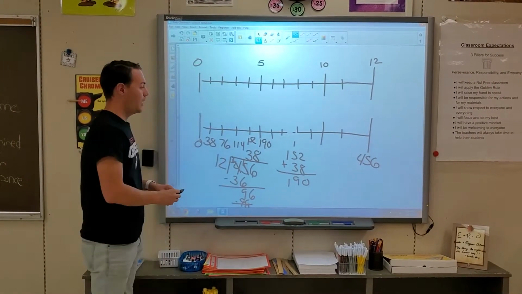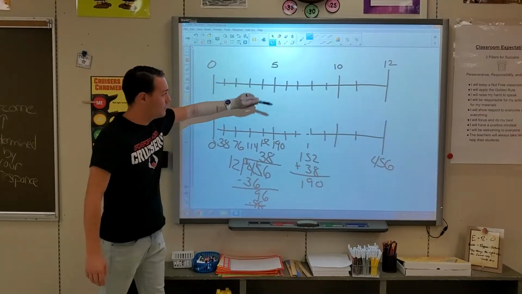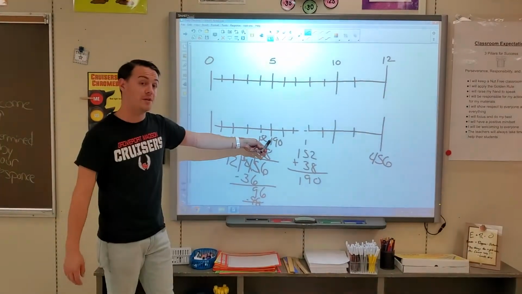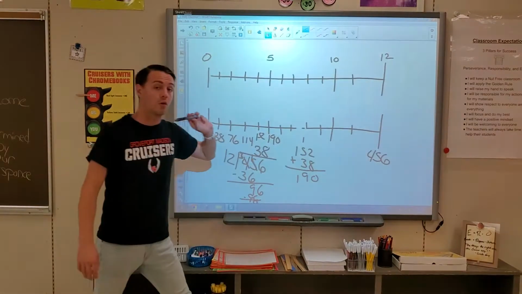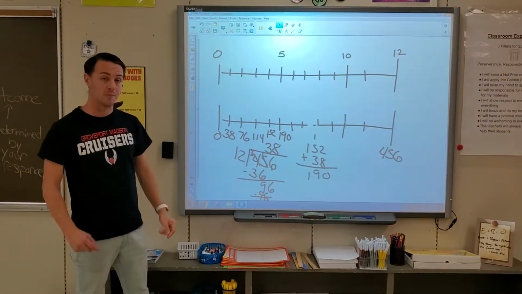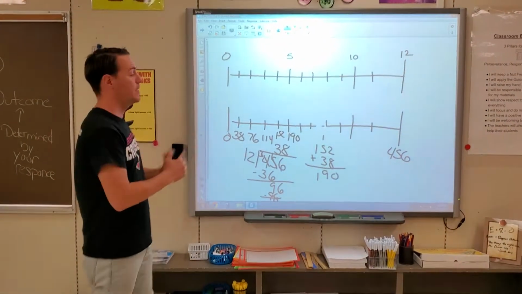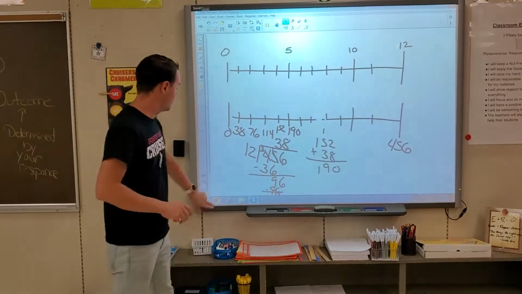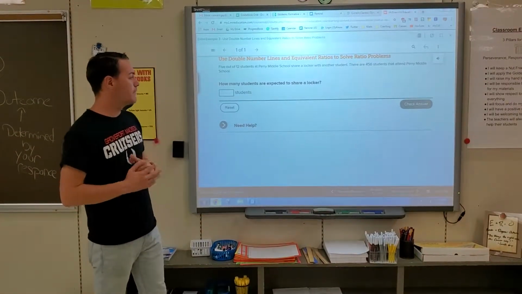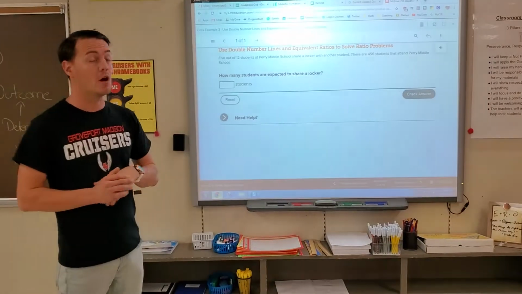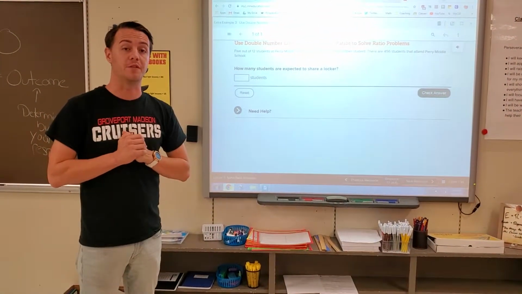So 152 plus 38 gets me 10, carry the 1, 9, so 190. So I know from this that at 5 out of the 12 students, that means 190 out of the 456 total will have shared the locker. And there we go. This is a nice one because it's a little easier for us to tell how to go from one to the other. So I know there are expected to be 190 students that are sharing a locker out of 456.